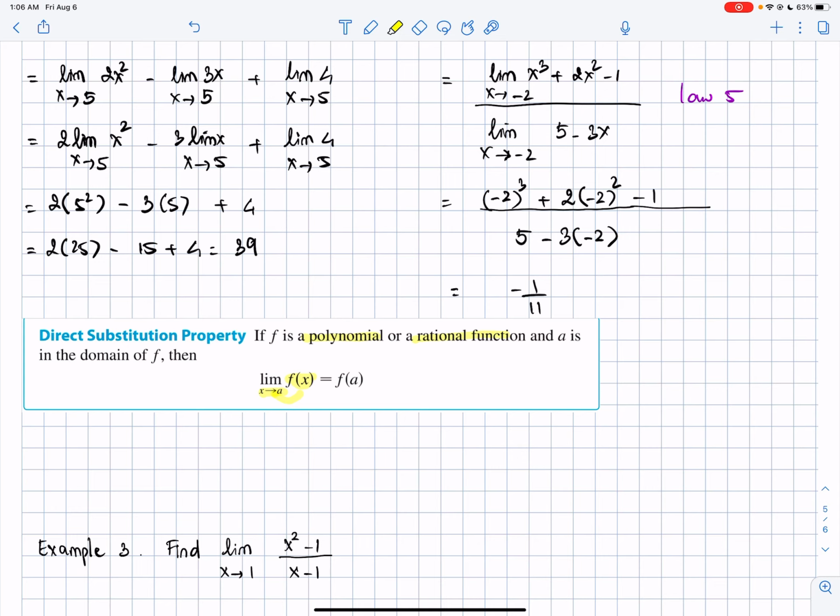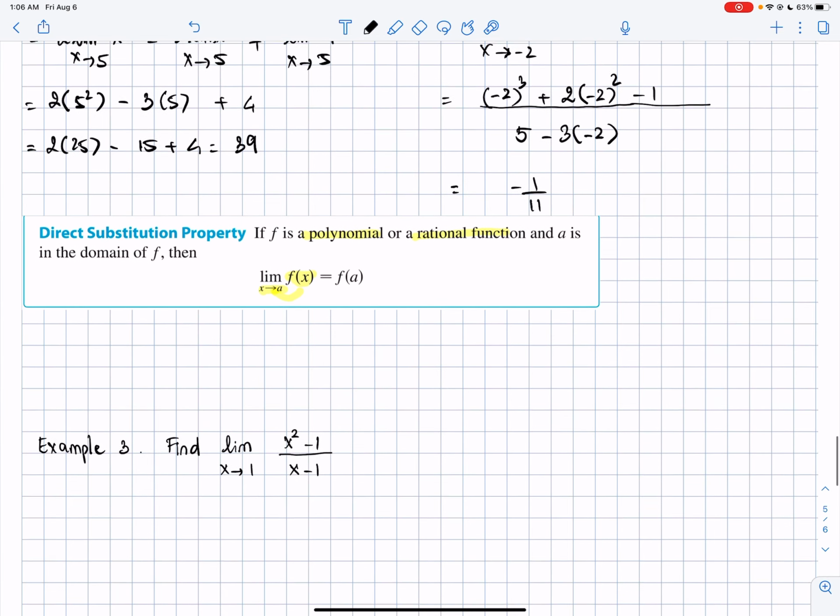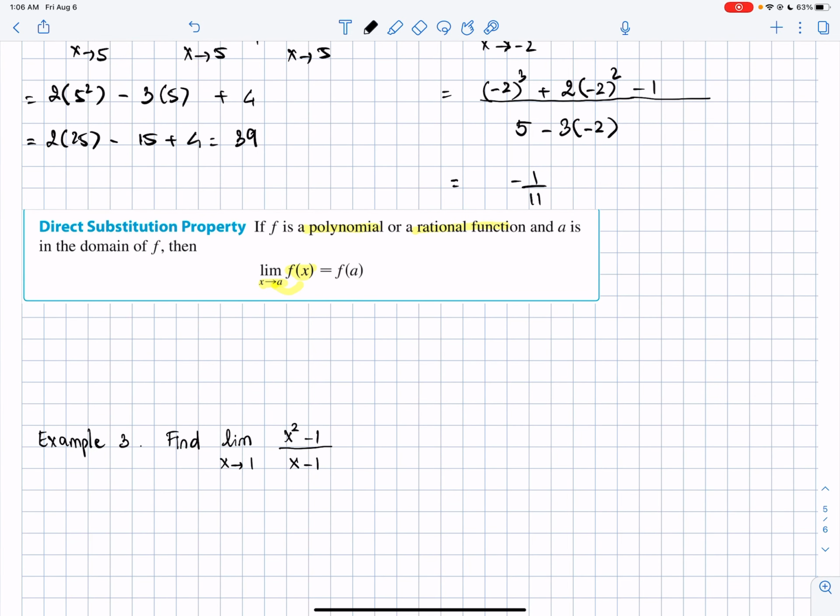So let's do a practice problem and apply this. Example number 3. Find the limit as x approaches 1 of x squared minus 1 divided by x minus 1. So it's really fast. We don't have to follow the steps from law number 1 to law number 11. We just simply plug 1 into the function. But if you notice, there's something in the function that we can simplify. If you do not do that, what happens is you plug in 1 for x and it will give undefined. Okay, so we will simplify first before we plug in 1.